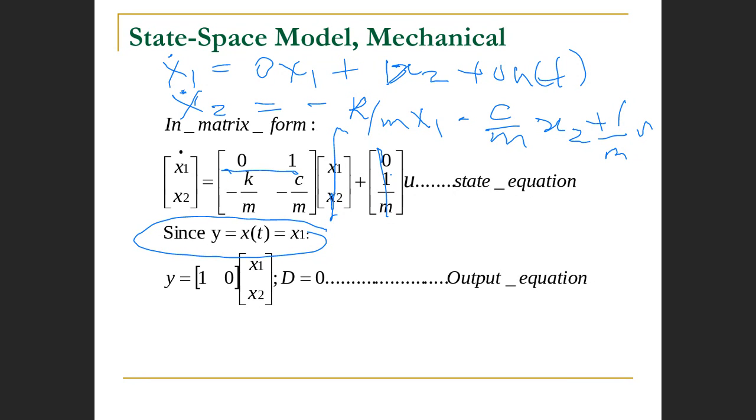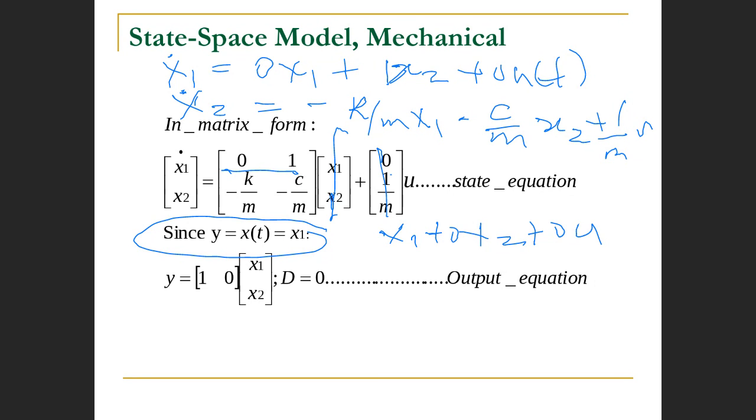Now the same will apply. We will ask the question, what is the coefficient of x1? The answer is 1, so we'll leave it like that. What is the coefficient of x2? It is 0. What is the coefficient of u, the input function? There's none there, so we'll put 0 as well.